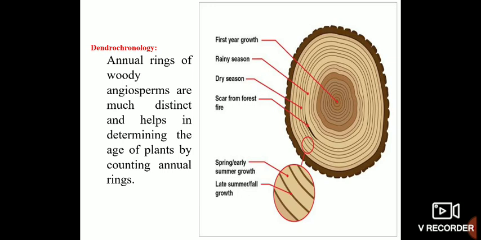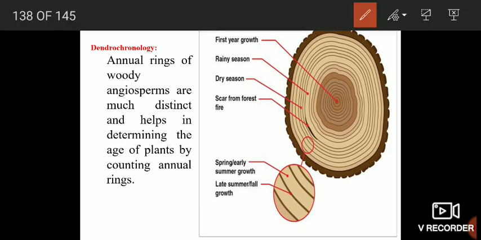Now, what is the significance of studying annual rings in plants? Okay, here you can see, let's see this portion of the stem. Okay, here this lighter colored region, it is the wood which is produced during spring and is known as spring wood or early wood. And this darker patch here, okay, this darker line here, it represents the wood which is produced during autumn. This is known as autumn wood or late wood.